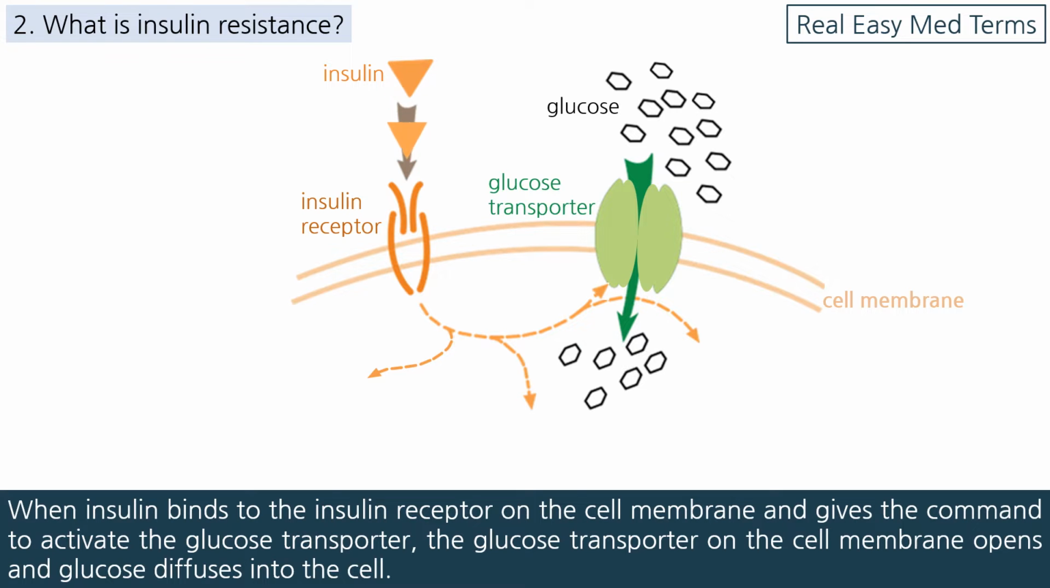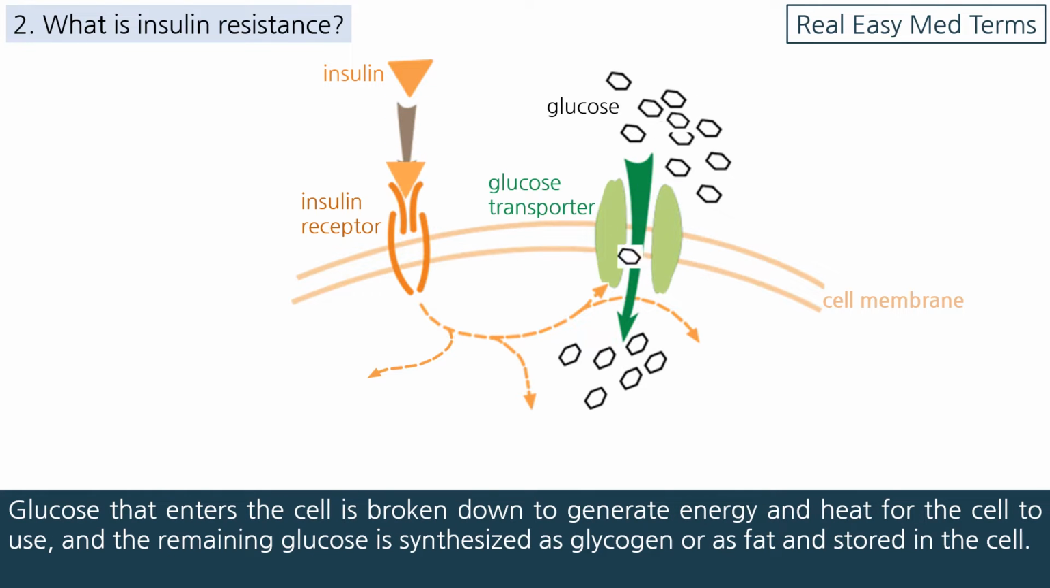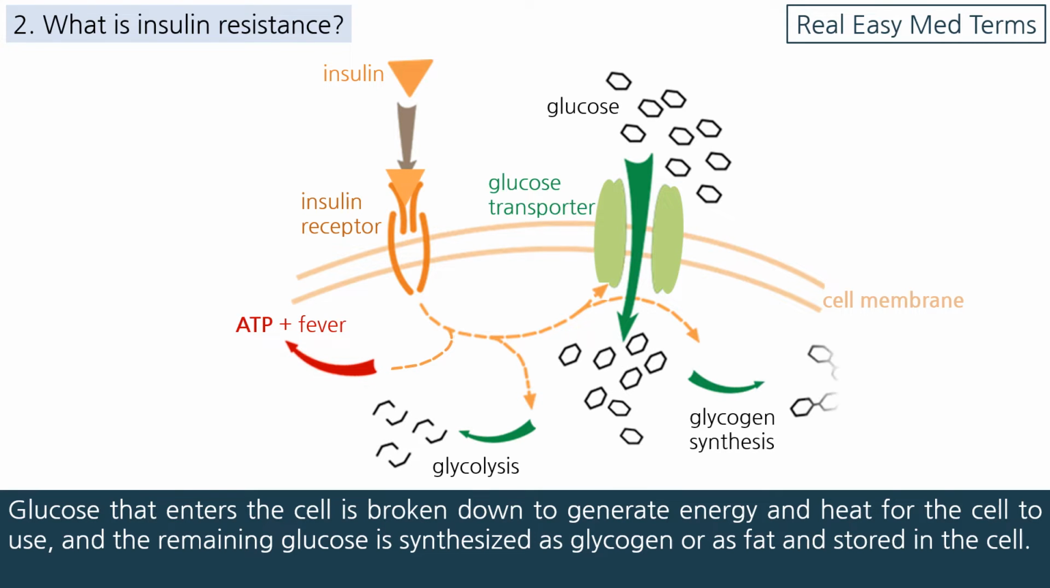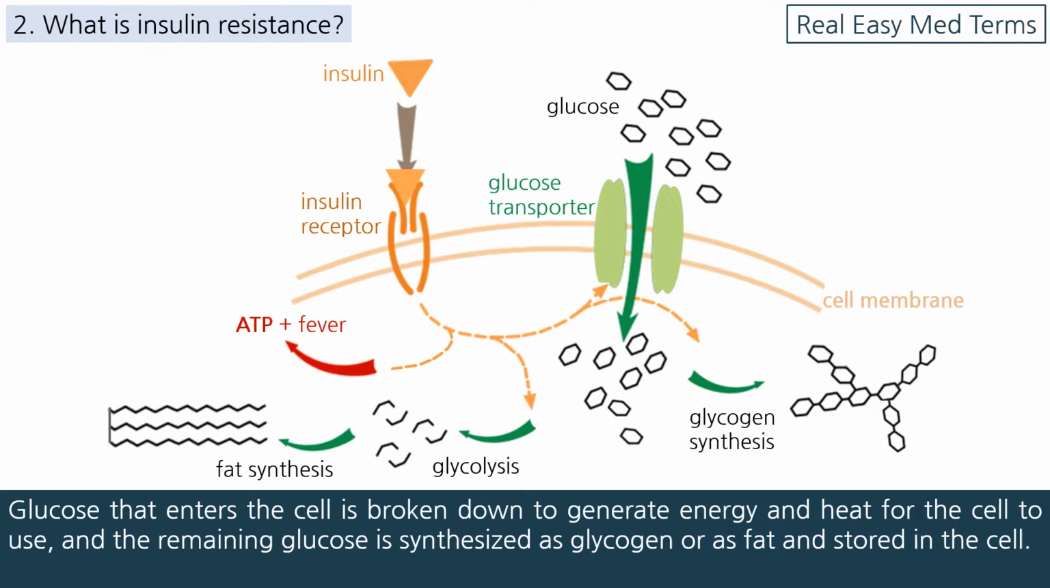When insulin binds to the insulin receptor on the cell membrane and gives the command to activate the glucose transporter on the cell membrane, it opens and glucose diffuses into the cell. Glucose that enters the cell is broken down to generate energy and heat for the cell to use, and the remaining glucose is synthesized as glycogen or as fat and stored in the cell.